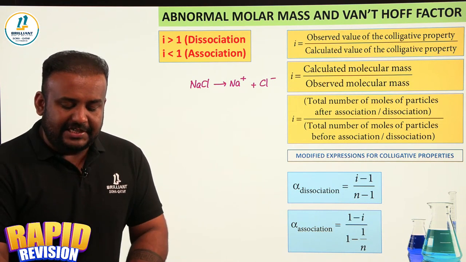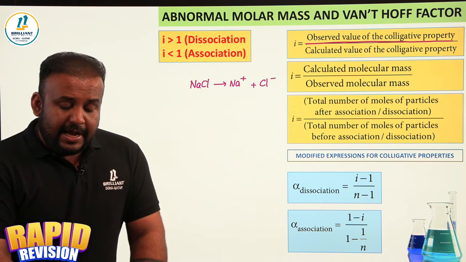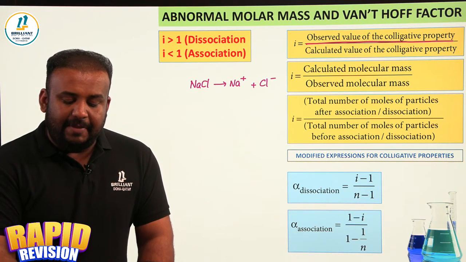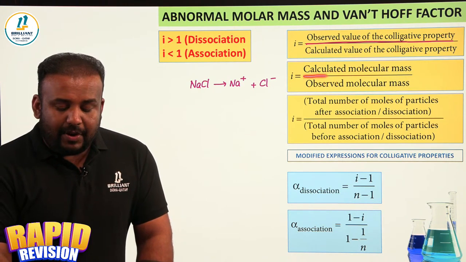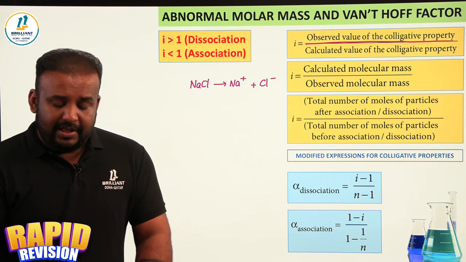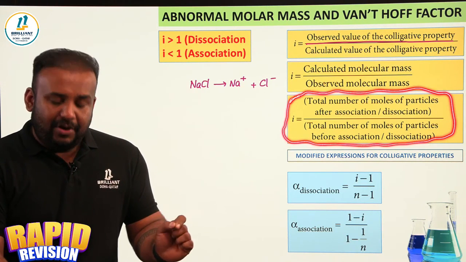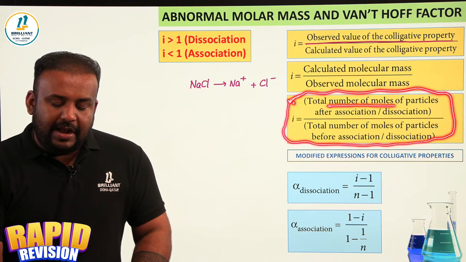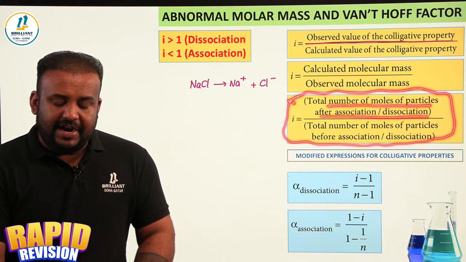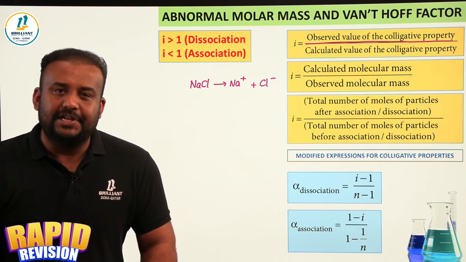Now, what is Van't Hoff factor? It can be found out in several ways. All of you, please look into the formulas. Van't Hoff factor is given as the observed value of the colligative property divided by the calculated value, or calculated molecular mass divided by observed molecular mass. Or the easiest of all is to remember this: Van't Hoff factor is equal to the total number of moles of particles after association or dissociation divided by the total number of moles of particles before association or dissociation.